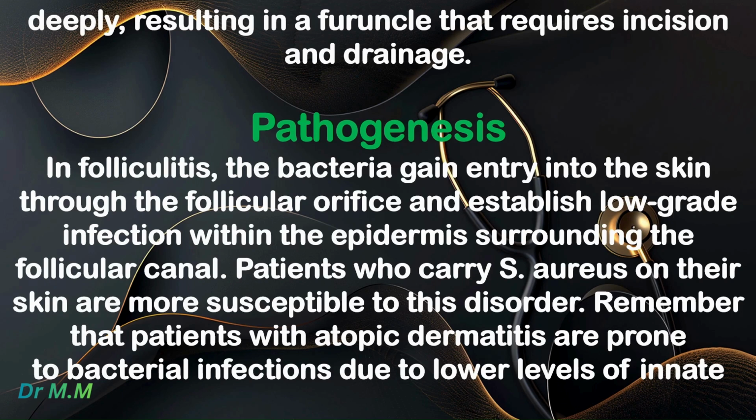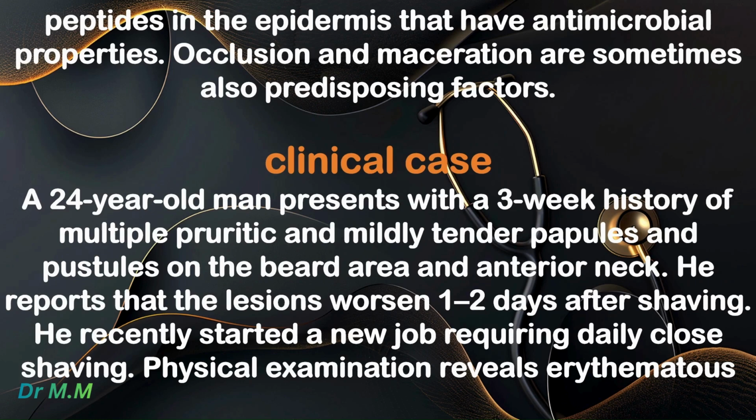Pathogenesis. In folliculitis, the bacteria gain entry into the skin through the follicular orifice and establish low-grade infection within the epidermis surrounding the follicular canal. Patients who carry S. aureus on their skin are more susceptible to this disorder. Remember that patients with atopic dermatitis are prone to bacterial infections due to lower levels of innate peptides in the epidermis that have antimicrobial properties. Occlusion and maceration are sometimes also predisposing factors.